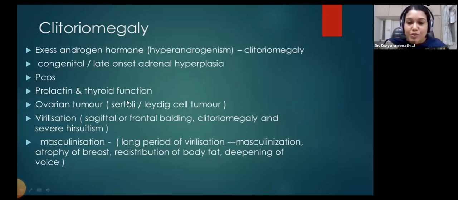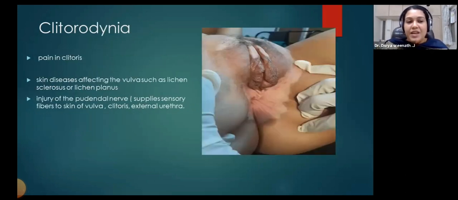Androgen secreting tumors of the ovary, like Sertoli cell or Leydig cell tumors, may cause excess androgen, which may even cause this clitoromegaly. And in PCOS patients, certain long-standing PCOS with severe hyperandrogenism may also have clitoromegaly. If we are doing a vaginal examination, you can notice that. And in certain patients with hyperprolactinemia, along with hypothyroidism, if they present with severe amenorrhea, in such patients also you can notice this clitoromegaly.